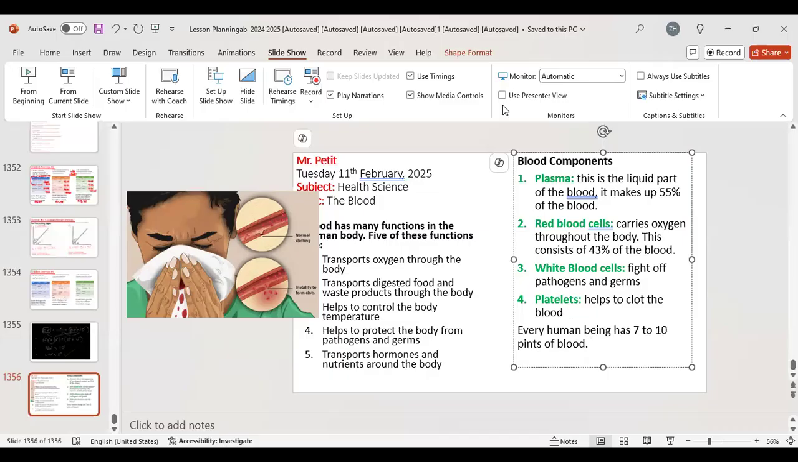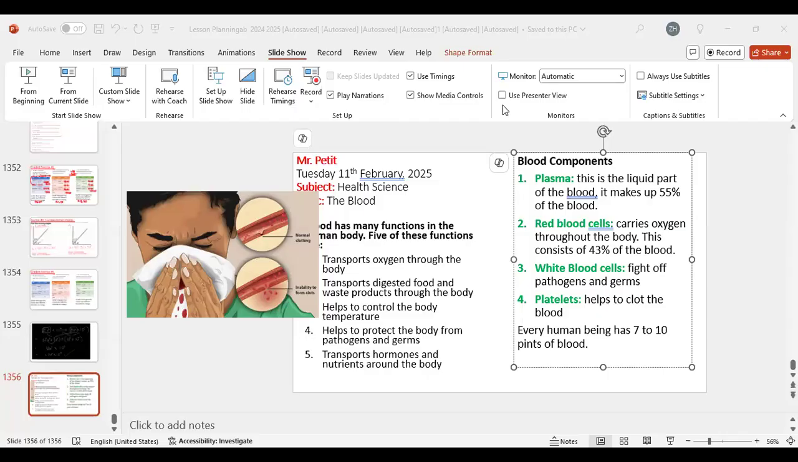But what you could do is there's something called blood transfusion. Blood transfusion is when, say for example, I need blood, you would get blood from someone, and then they'll give it to you.